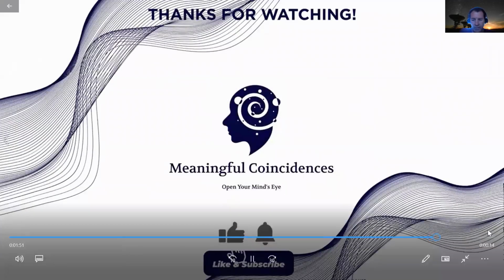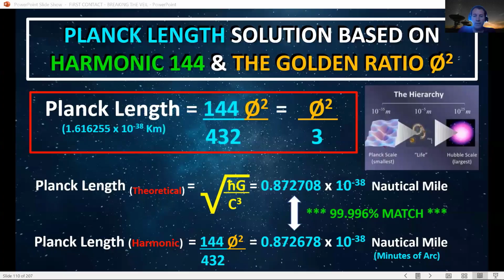Okay, so again, this video is open source, obviously. The Planck length really represents the tiniest thing that can exist at a quantum level. This is one of the fundamental building blocks in our universe, very clearly. And so here's the development.